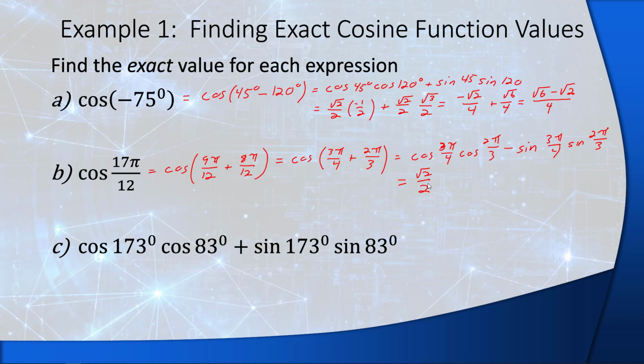The cosine of 2 pi over 3 is, oh, I forgot the negative sign there. The cosine of 2 pi over 3 is negative 1/2. Minus the sine of 3 pi over 4 is also root 2 over 2, positive since we're in the second quadrant. And the sine of 2 pi over 3 is going to be equal to the square root of 3 over 2, once again positive because we are in the second quadrant.